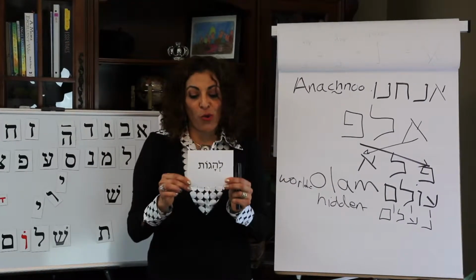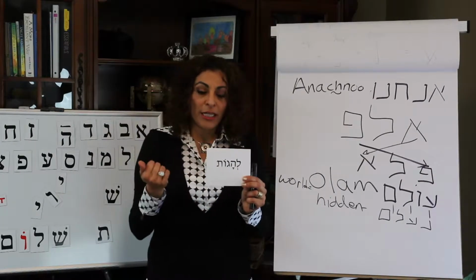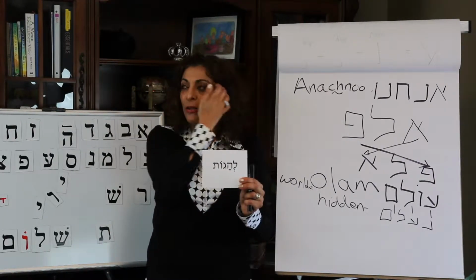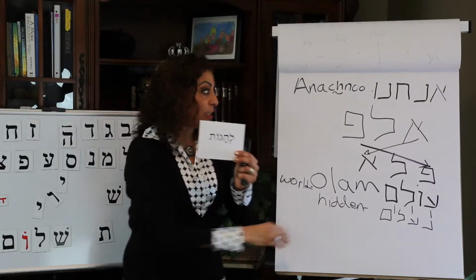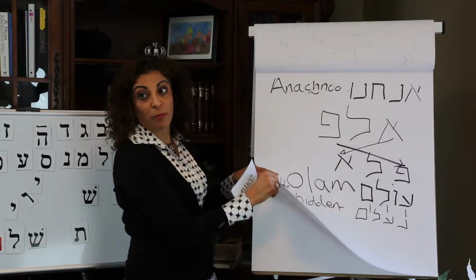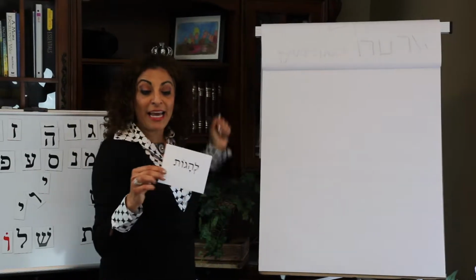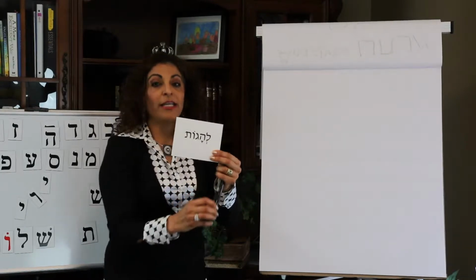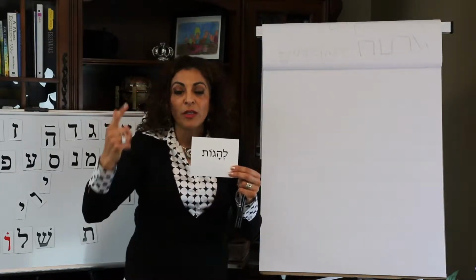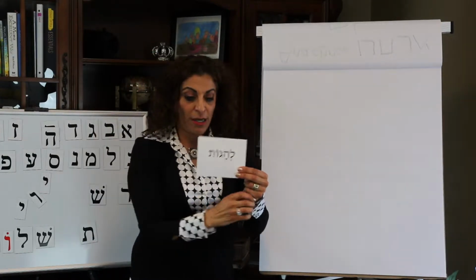Okay, I want to show you this word, which is taking a step back, but just to talk to you about it. Lehagot, and I'm going to write it here. We're going to go through these pages really quickly here, but that's okay because I have another packet. So the word lehagot, which is right here, means to think, to contemplate, to meditate.